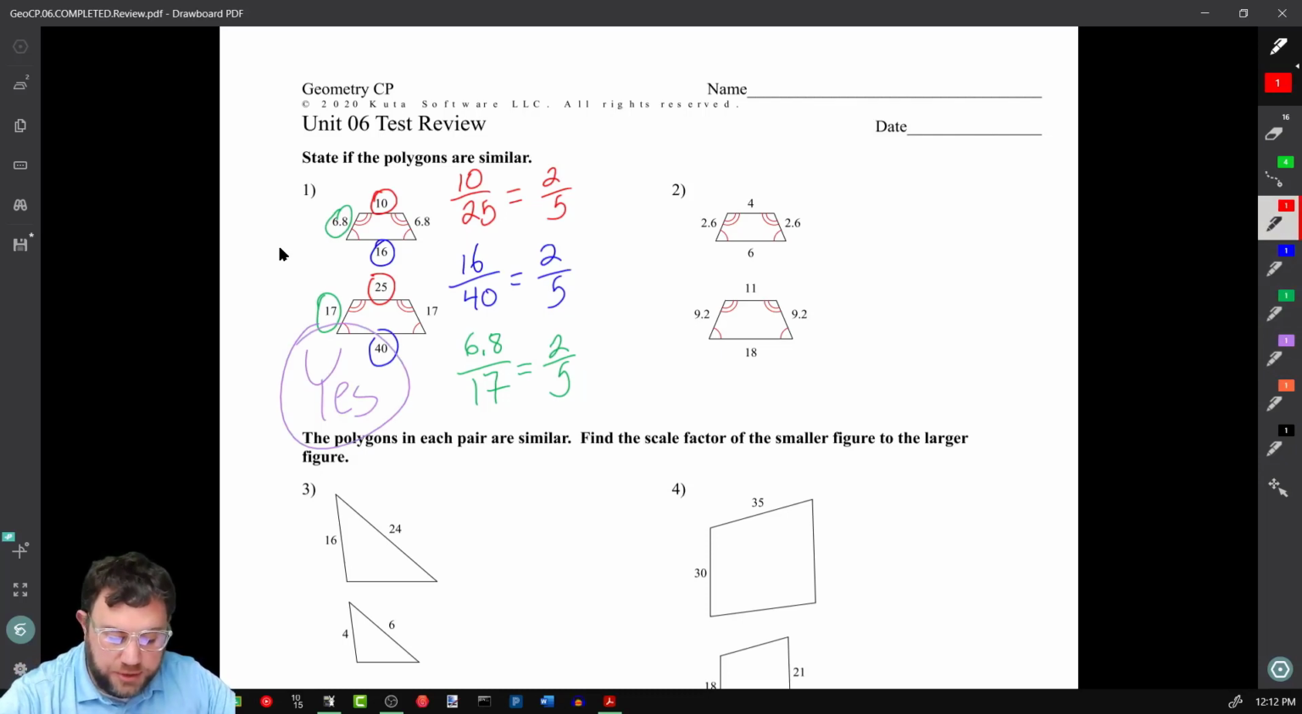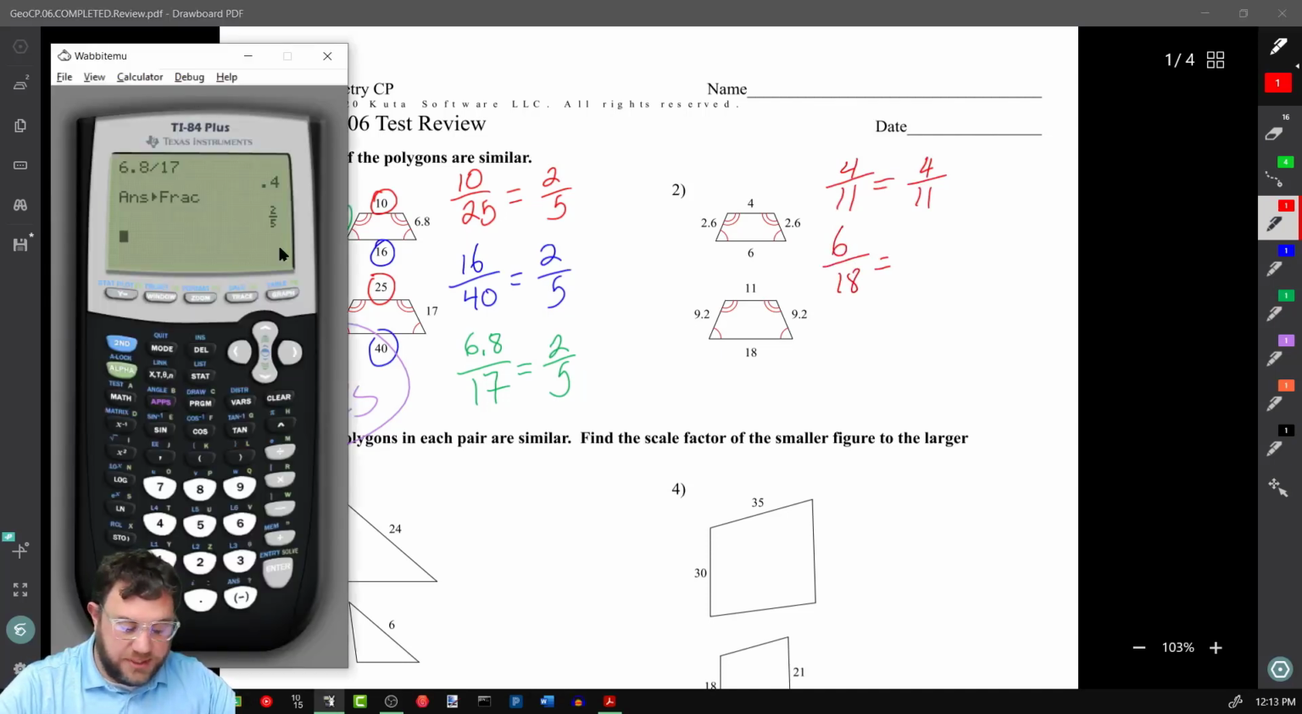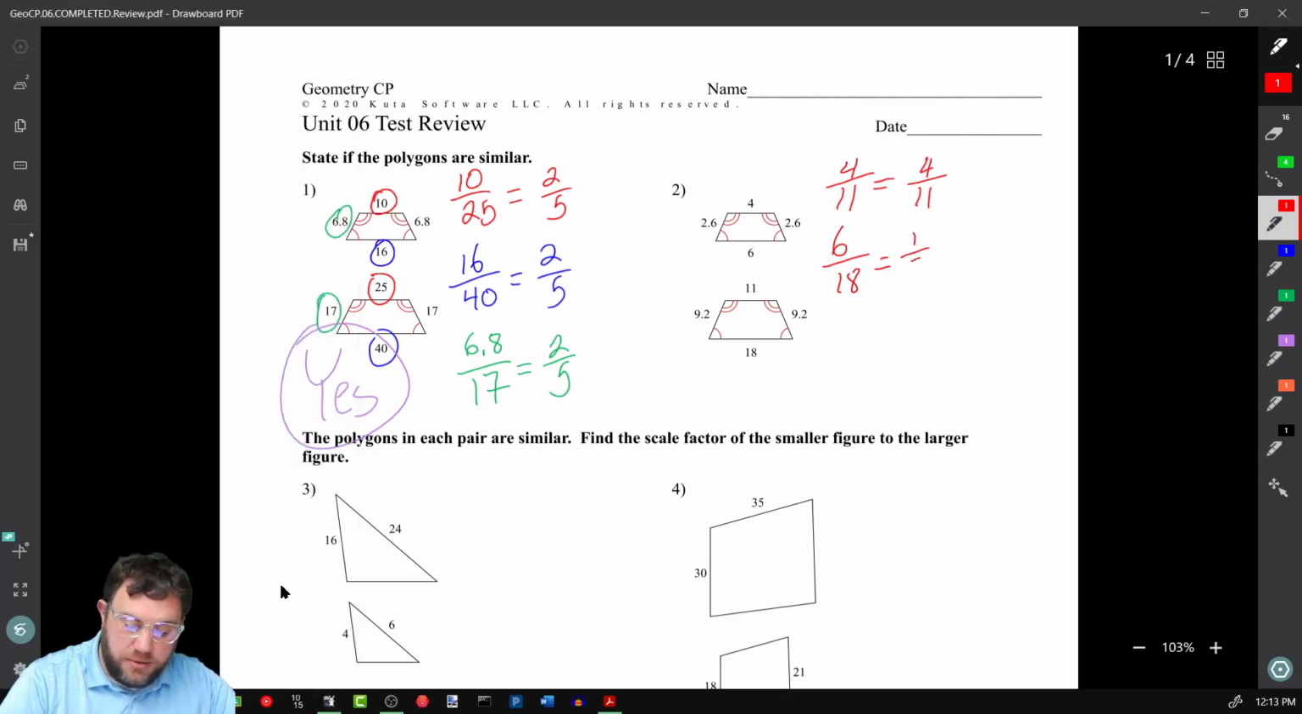For number 2, our angles all match up. I'm not going to go through and check them all again. They're almost the exact same angles. But we do need to check our sides. So we have 4 over 11. And that one does not reduce. It just stays at 4/11. Then we've got 6 over 18. Well, if you try to reduce 6 over 18, then you are going to get not 4/11. You are going to get 1/3. So those two are not the same.